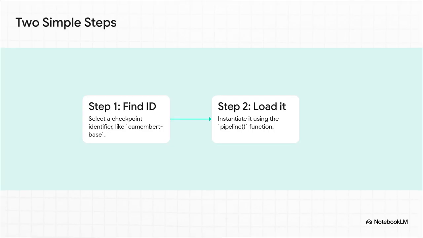So it really just comes down to 2 simple steps. Step 1, you find the model identifier you want, in our case camembert-base. Step 2, you load it up using this amazing little tool called the pipeline function, and you just tell it what task you need it to do.